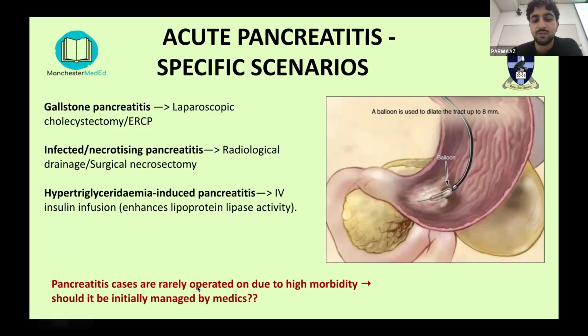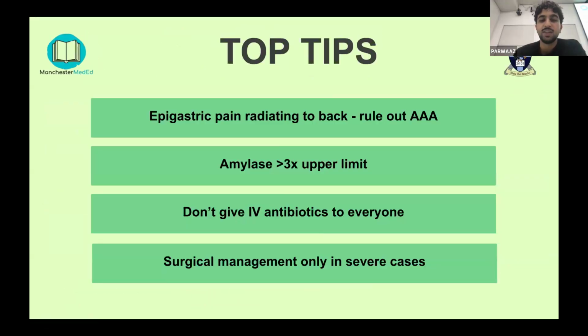Okay. So as I said, very rarely operated on, has a really high morbidity. Probably should be managed by medics, but it's political, so it comes under general surgery. So main things to remember: epigastric pain coming to the back. Always rule out AAA by ultrasound. Amylase needs to be 3 times upper limit. It doesn't just need to be raised; it needs to be 3 times the upper limit.